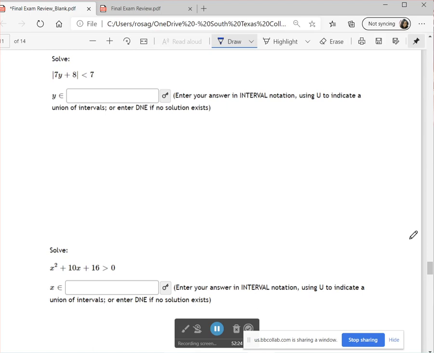This one is an inequality with absolute value. This is another one that I do differently than maybe some other books. So if you already have a way of doing it and you're getting it right, no problem.